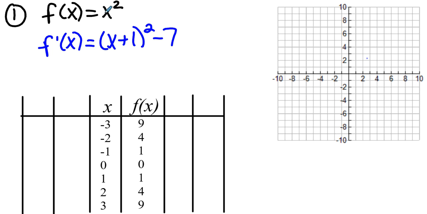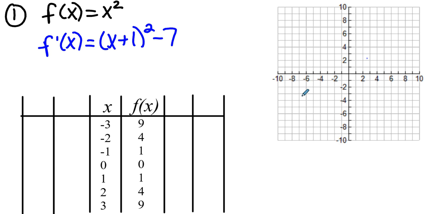For example, here's our parent function x squared. I have that table right here built, and that's standard, and we used that before in our Desmos activity. Now here's the transformed equation, x plus 1 squared minus 7. If we can identify the transformations, we can apply it to the table and generate the graph to represent it.